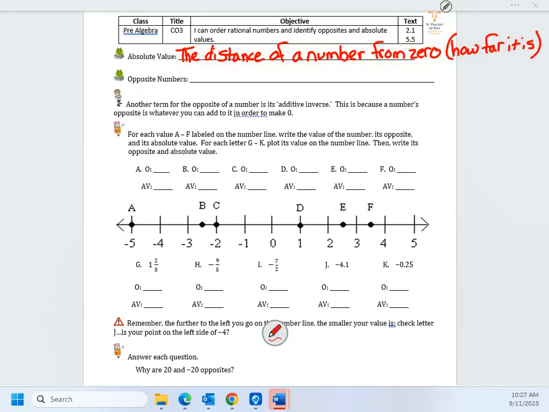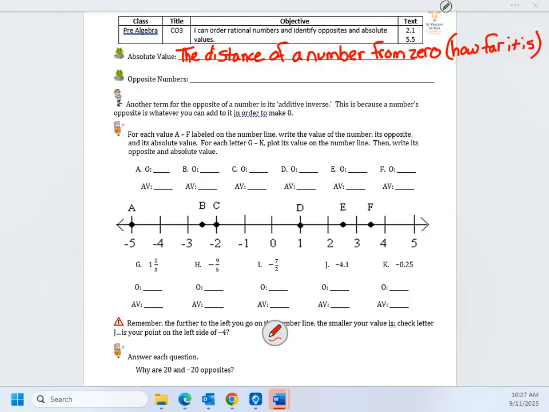Okay, if it's -4, it's 4 jumps to get to zero. If it's +3, it's 3 jumps to get to zero. We're just counting how many jumps to zero. So absolute value is always, always, always positive.